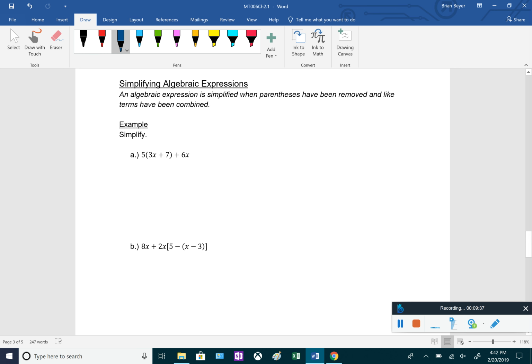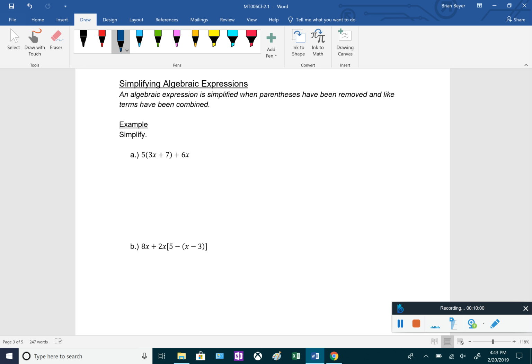Okay, let's get into the actual examples here. Simplifying algebraic expressions. An algebraic expression is considered simplified when there are no more parentheses and the like terms have been combined. What this essentially means is distribute, then combine like terms. I'm pretty sure we're going to be doing that for all of these.